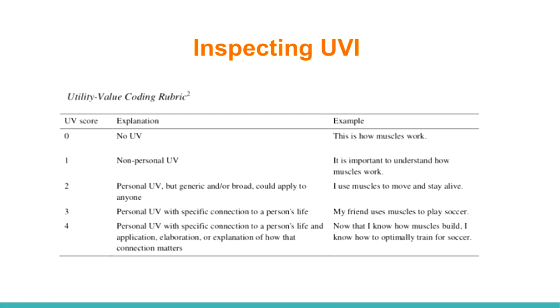Then for the last one, you can see that a student describes a connection between the course and their life, the relation to their personal life or surroundings. They say, my friend uses muscles to play soccer. Now I understand how muscles build, and I know how to optimally train for soccer. For this, we can grade that as UVI rich, because we can see that the student not only understands what muscle is, but also sees the application of muscle in the outside world.